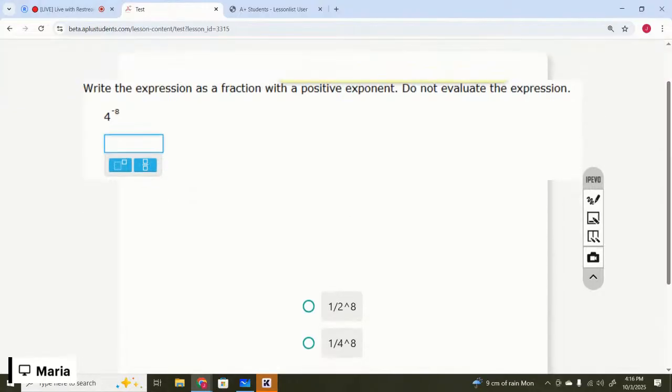Write the expression as a fraction with a positive exponent. 4 exponent negative 8. Now we need to write it with a positive exponent. So you need to write it in the denominator. So that would be 1 over 4 exponent 8. Option number 2 is the correct option.